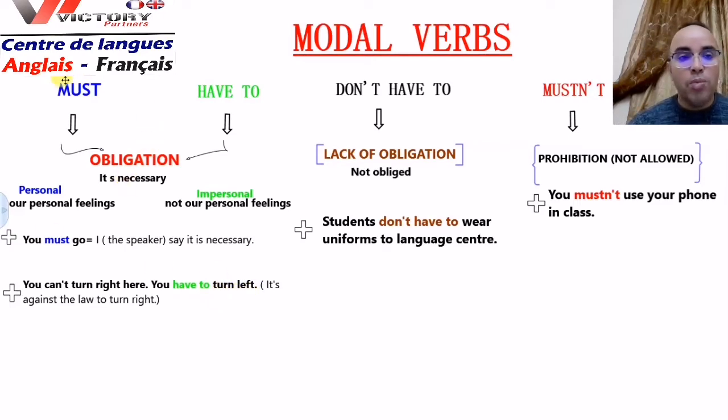This is the main difference between must and have to. Must is personal, have to is impersonal. With must, the obligation comes from the speaker. With have to, the obligation comes from someone else.